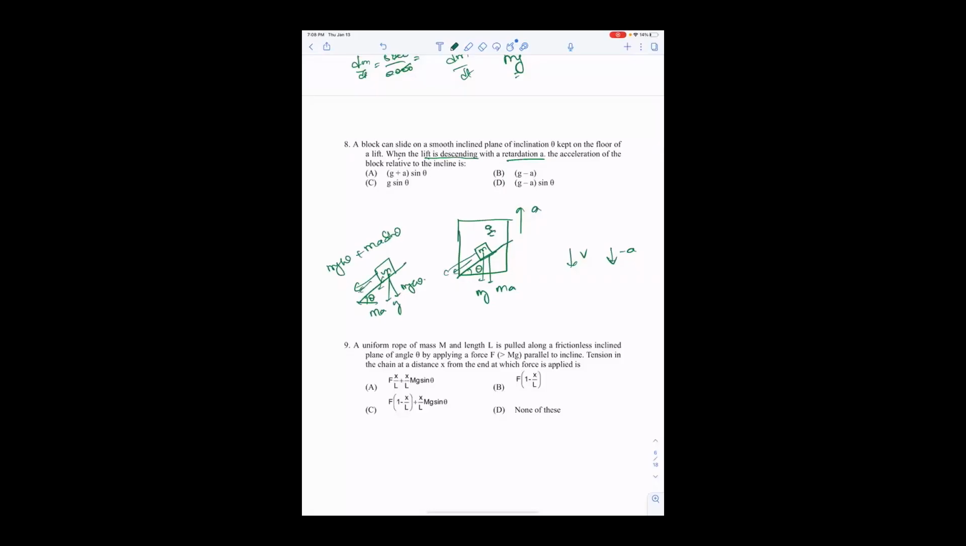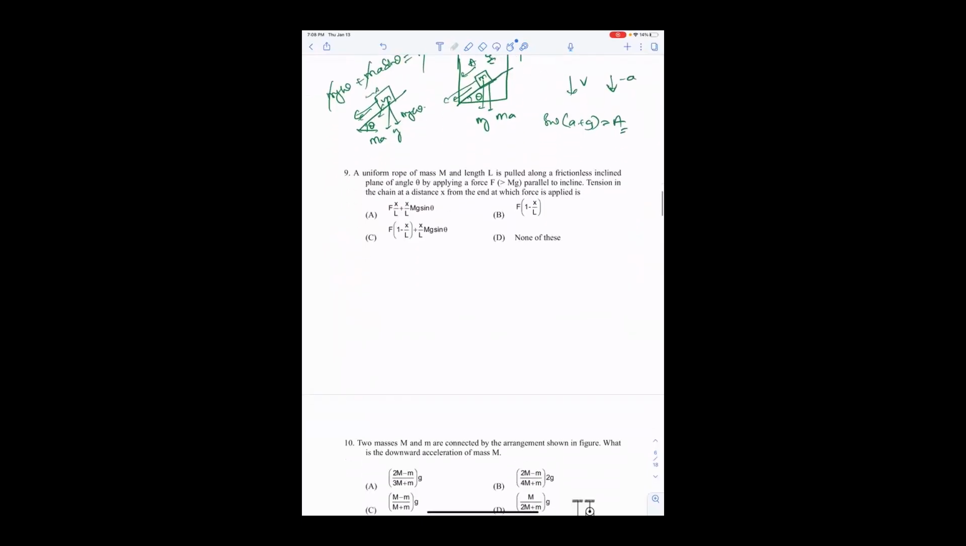Agreed or not? Which is equal to mass into acceleration. Let this be capital A, the acceleration in this direction. So mass gets cancelled. So what is the acceleration? G plus A sine theta. This is the net acceleration with respect to the inclined plane. Be clear, it is not with respect to the ground. It is with respect to the inclined plane. G plus A sine theta.